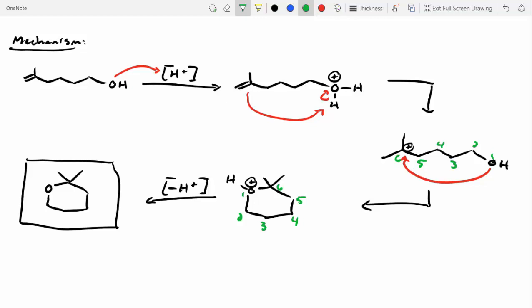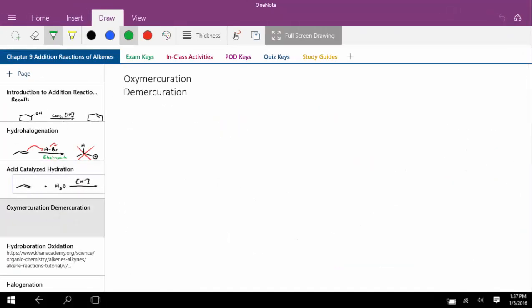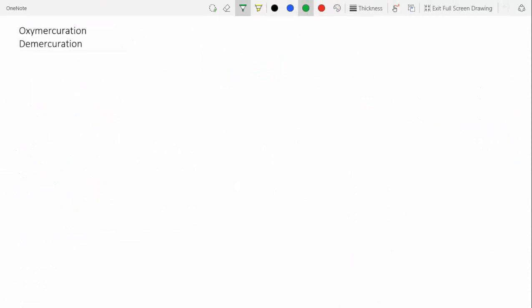All right. So let's continue on. And we're going to change gears a little bit to a different type of reaction along the same lines. And this new reaction was formed because there's a problem when we do acid catalyzed hydration. So let's go over the problem.